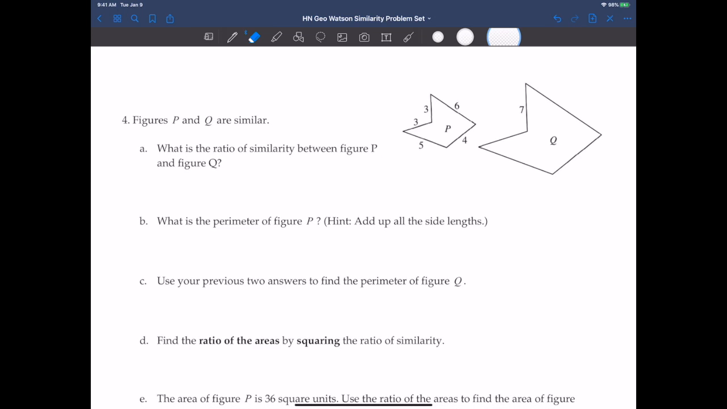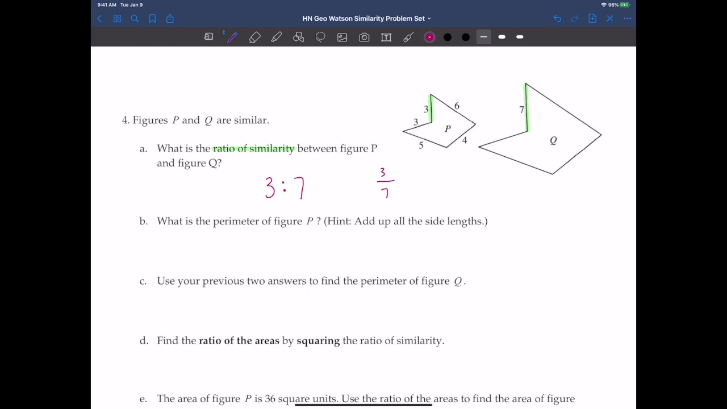Let's look at the fourth problem now. We're given that figures P and Q are similar. In part A, we're asked, what is the ratio of similarity between figure P and figure Q? So because we're asked for the ratios of similarity between figure P and figure Q, let's look at corresponding side lengths. That shows us the ratio is 3 to 7, which we could also represent as 3/7.